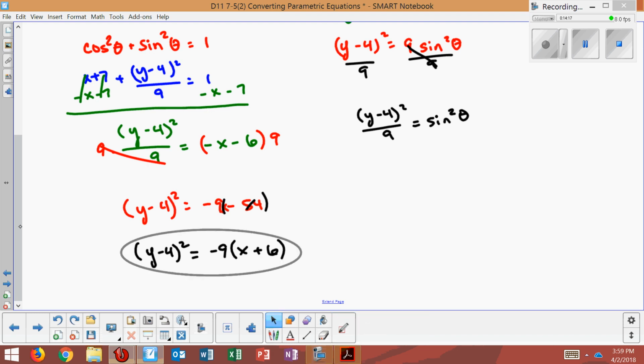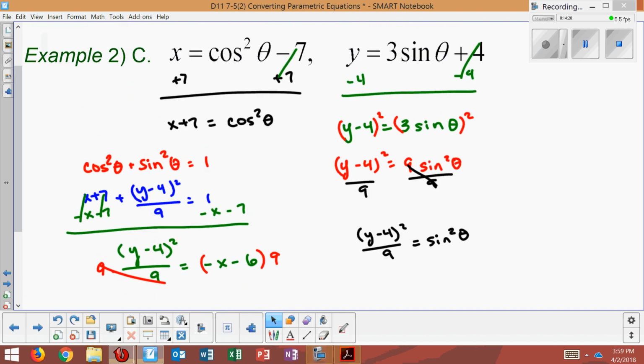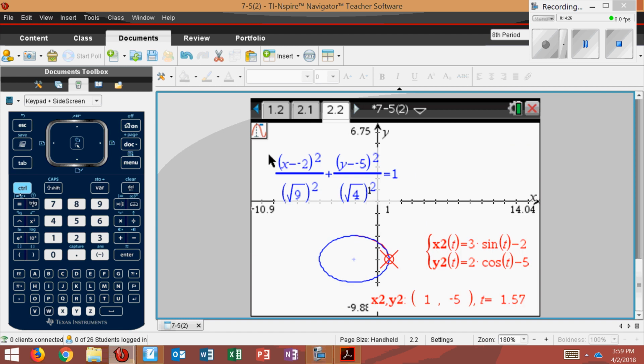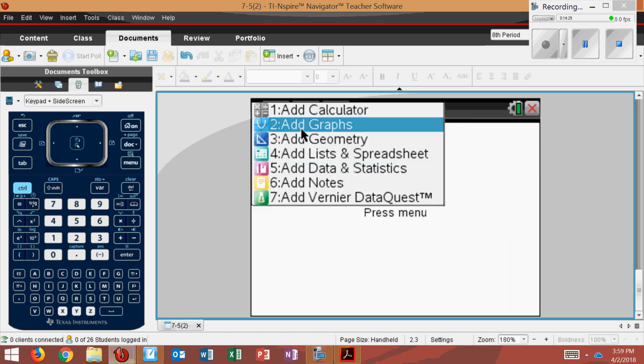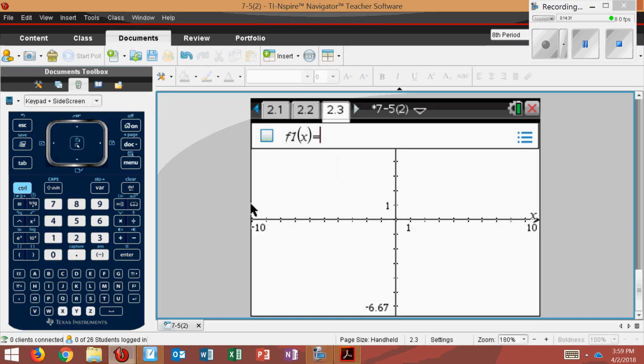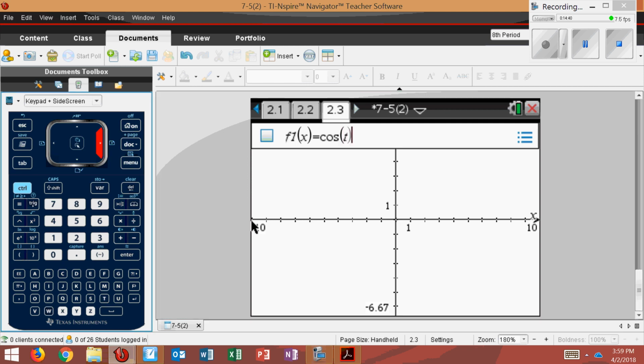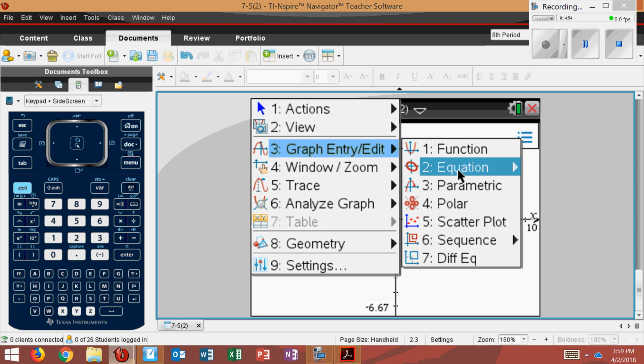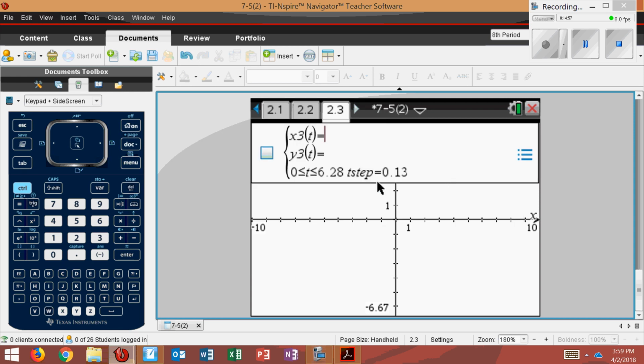Now if we wanted to graph these, just to check, again we go back up here and I'll type these in. So come up here, I need to add a new page, graph, and my first equation was cosine squared theta. So I would type in cosine, parentheses, and we're not using theta, we're going to use t, and you have to put the squared on the outside, like that. Cosine squared theta minus 7. And just realize I'm in function here. I need to go menu, graph entry, parametric. Let's try this one more time.